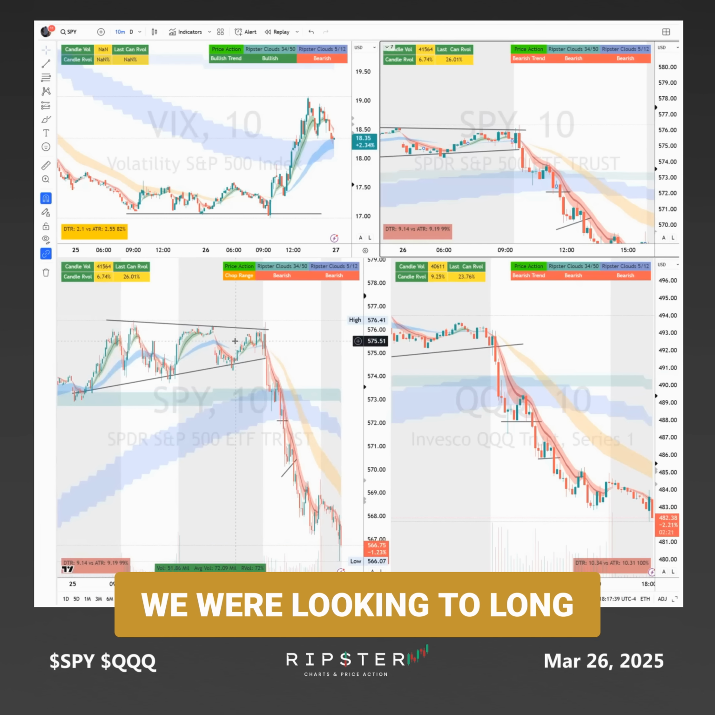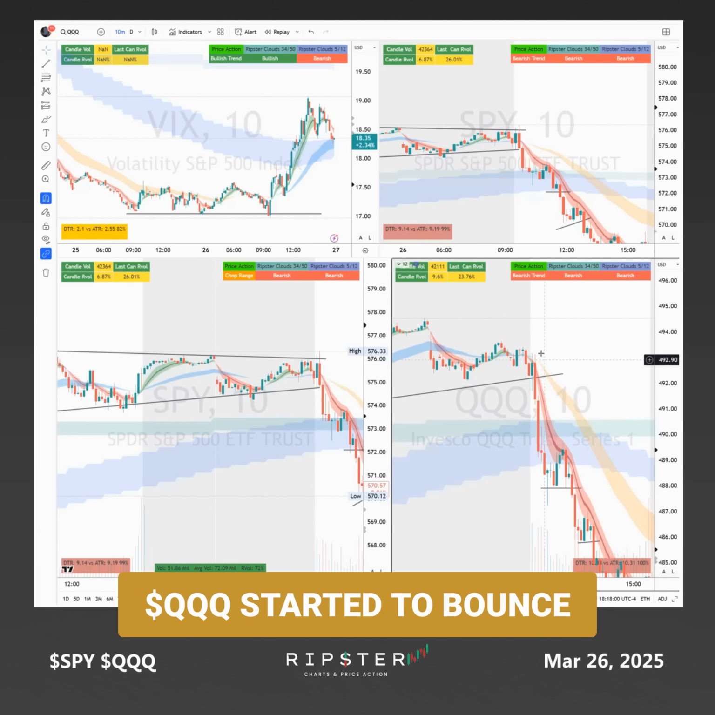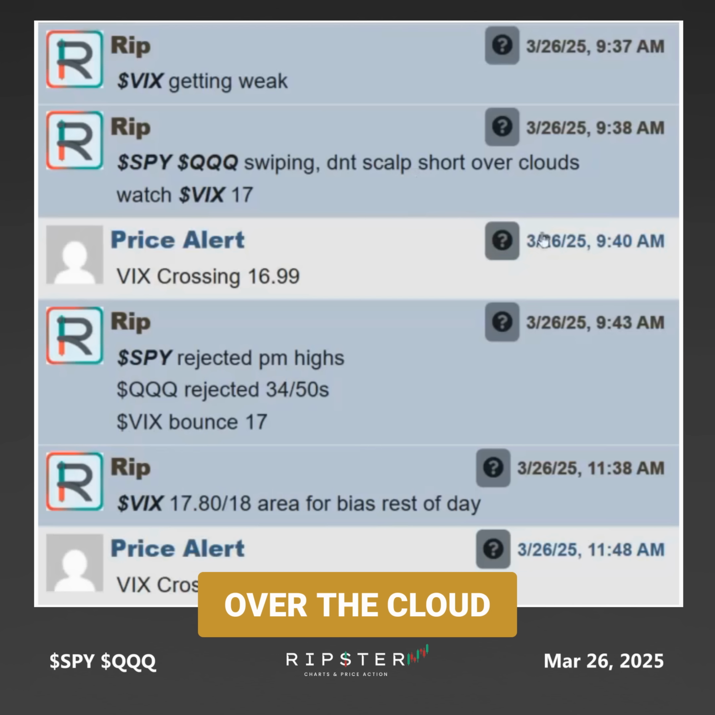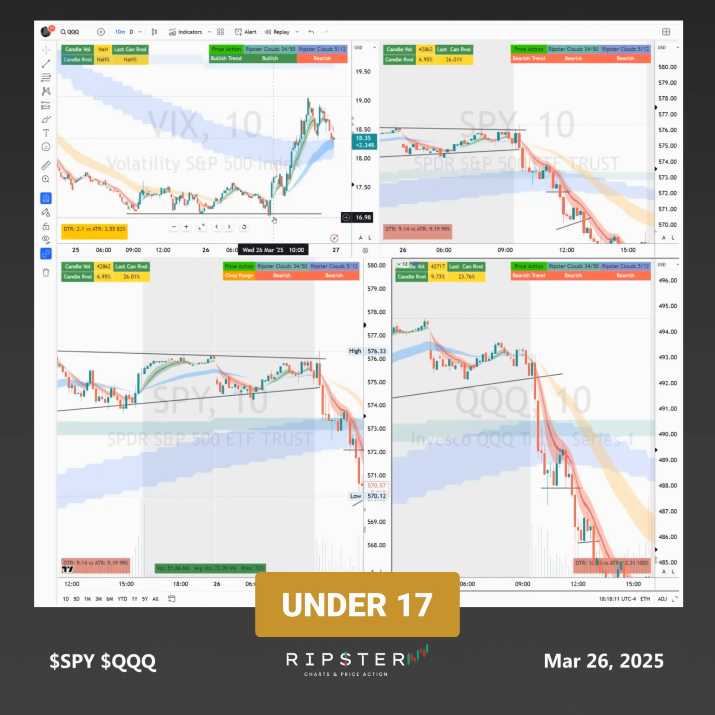We were looking to long because this first candle was amateur candle. Based on this amateur candle, I told the traders to short it. And when SPY started to bounce, QQQ started to bounce, I told the traders, cut your shorts over the cloud, watch VIX 17. That means if VIX breaks down under 17, you cut your shorts.